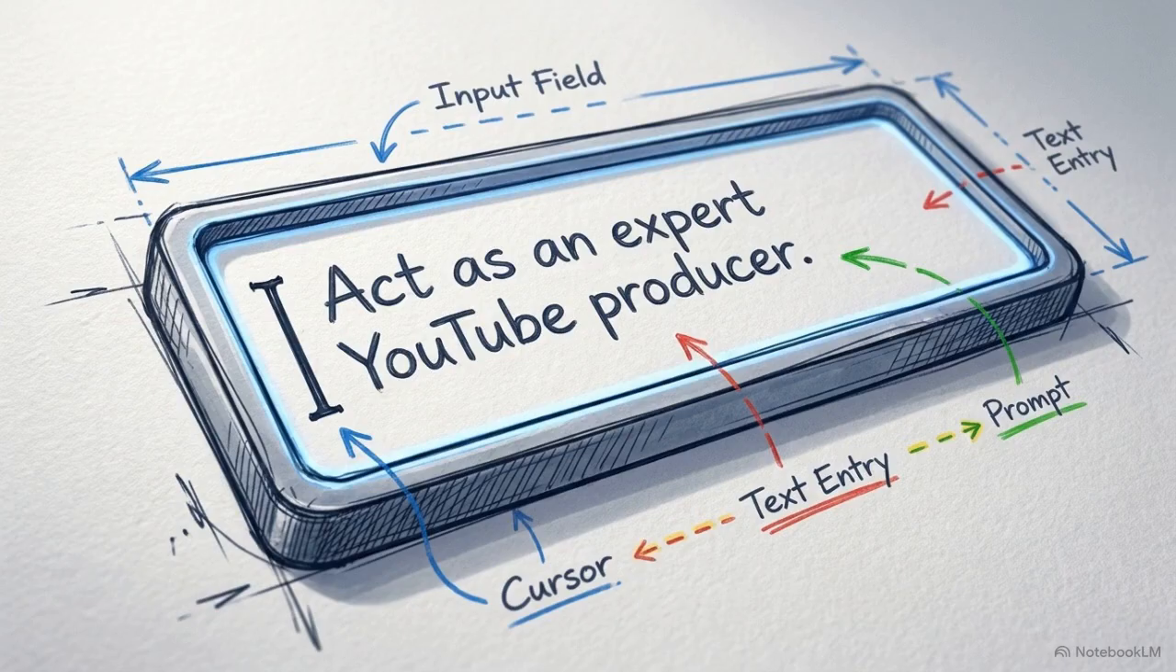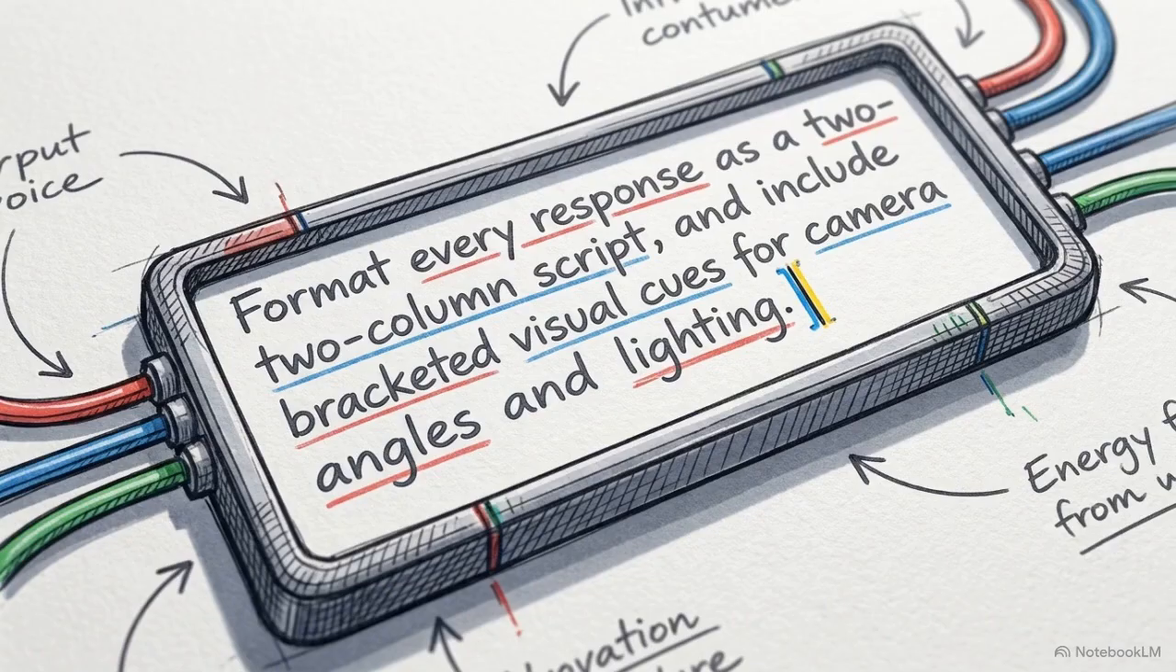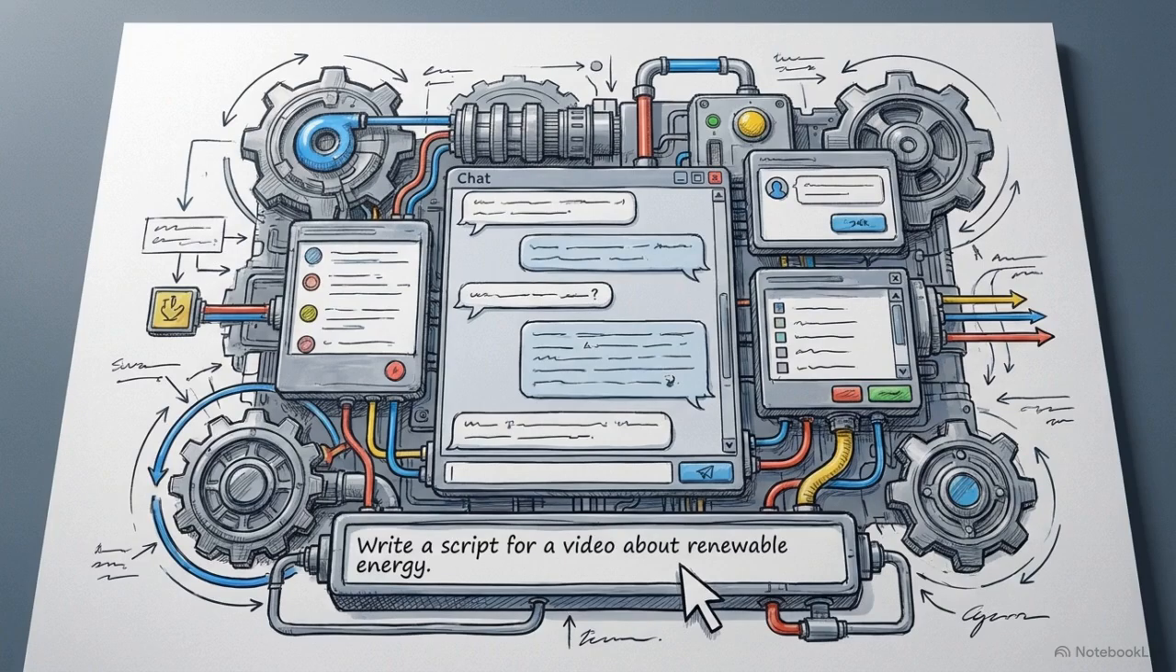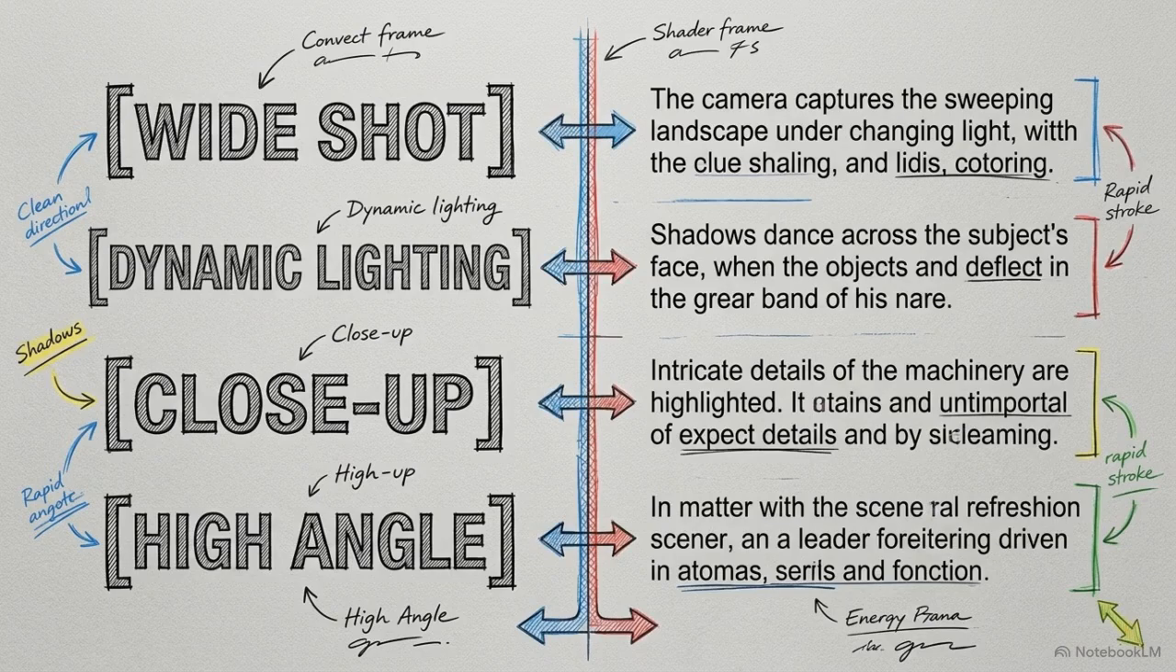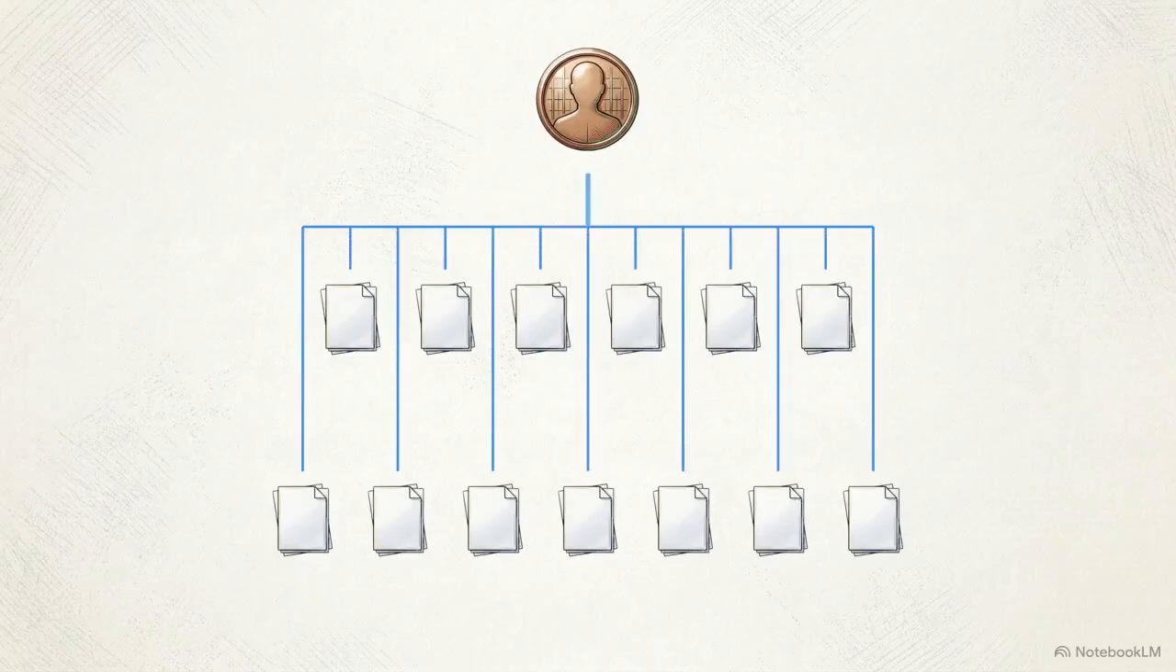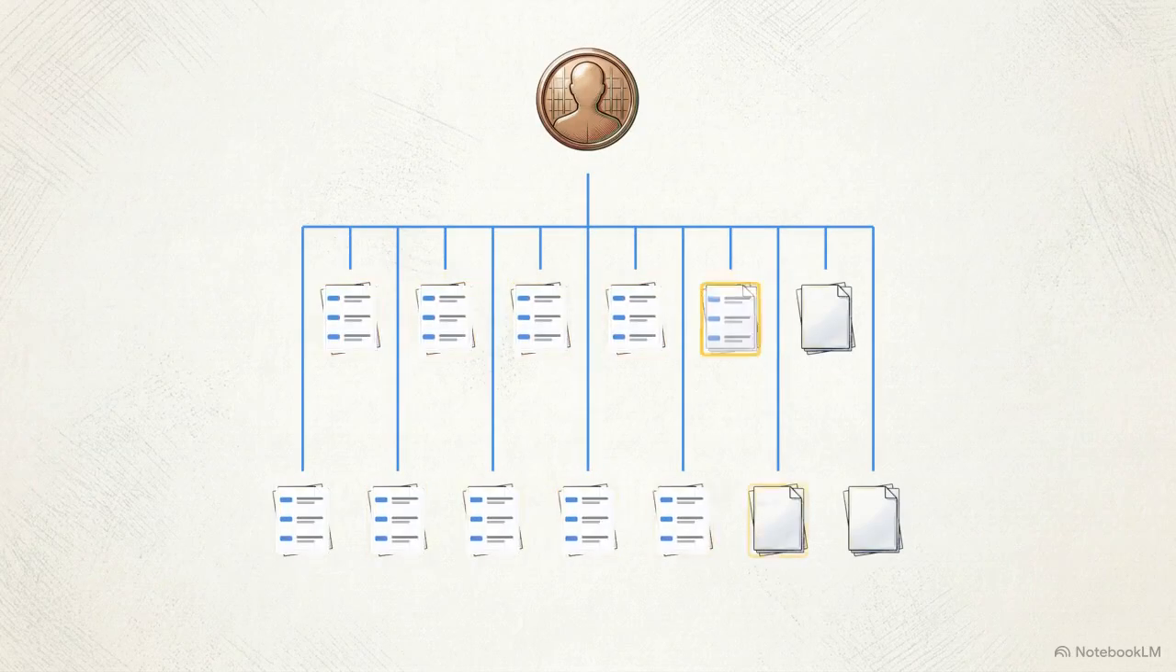In the System Instructions box, enter: Act as an expert YouTube producer. Format every response as a 2-column script and include bracketed visual cues for camera angles and lighting. To test the rule, provide a basic subject in the main prompt box, such as: write a script for a video about renewable energy. The model now automatically applies the 2-column structure and the bracketed camera cues. You no longer have to remind the AI of your preferred formatting for every new request.